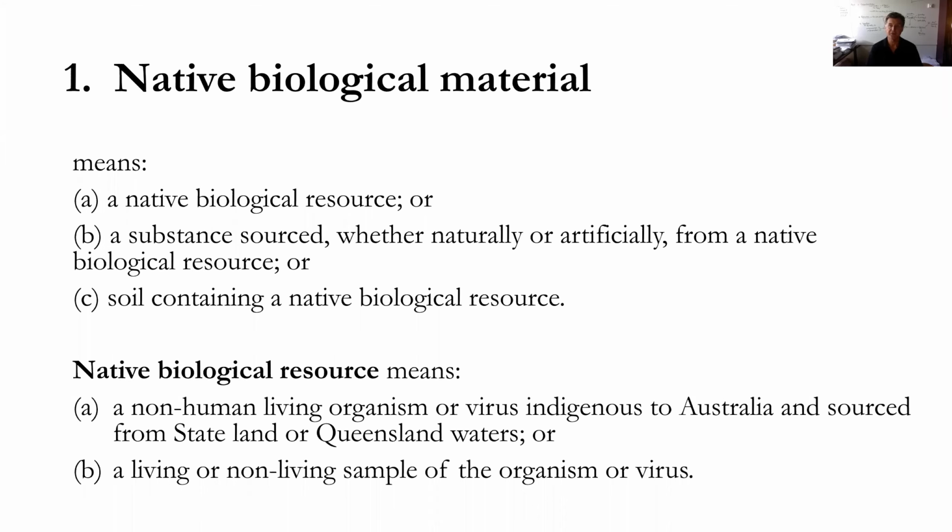Native biological material is defined very broadly to mean native biological resources or substances sourced, whether naturally or artificially, from a native biological resource. So this will include digital sequence information, in theory at least, and soil containing a native biological resource. Native biological resource in turn is defined to mean a non-human living organism or virus indigenous to Australia and sourced from state land or Queensland waters, or a living or non-living sample of the organism or virus. Very broad. There is not really much that's at stake or at issue in relation to this.